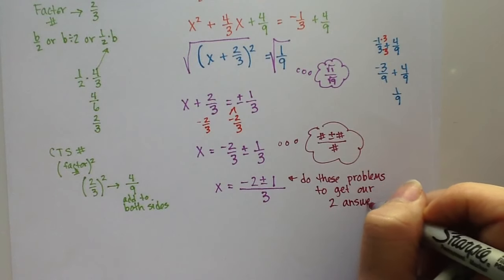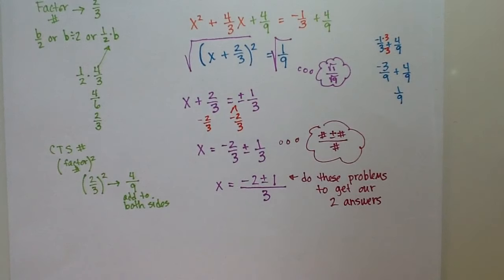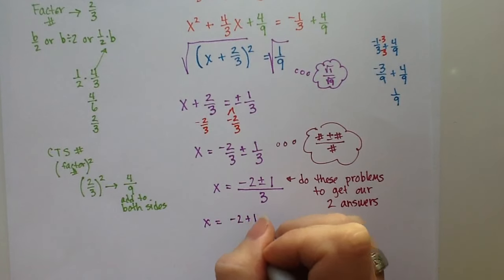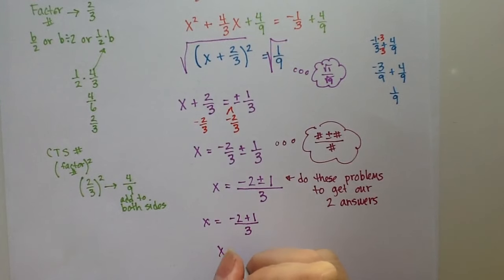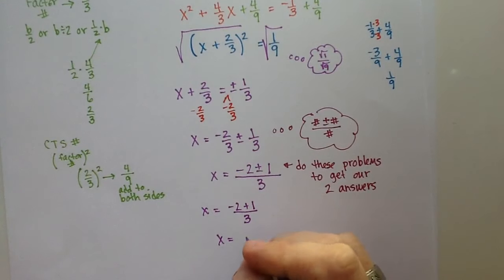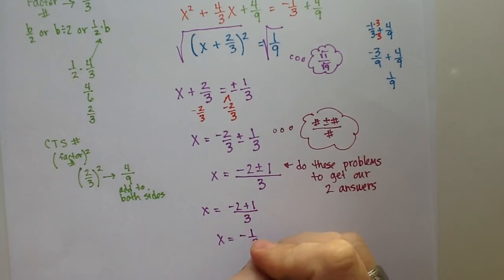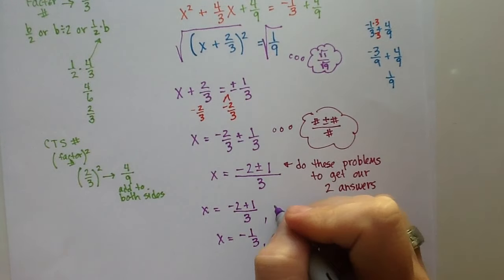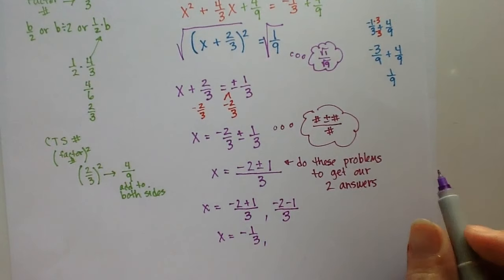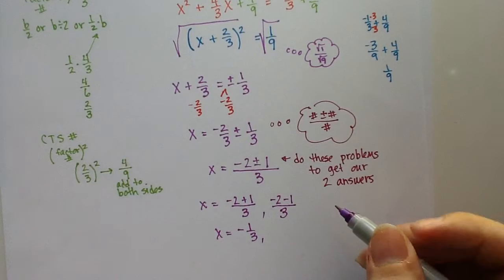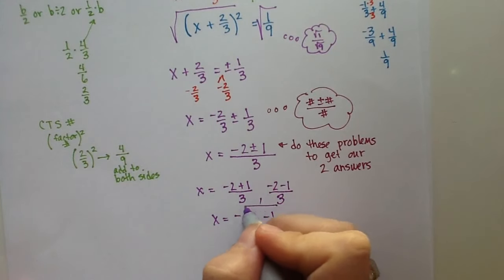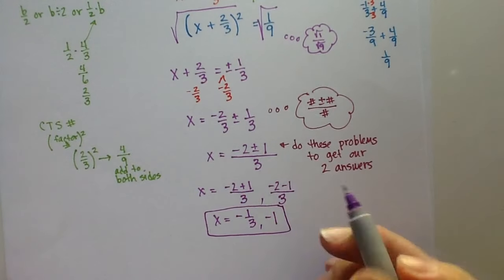So what's that look like? That means we're going to do negative 2 plus 1 divided by 3. Negative 2 plus 1 is negative 1, and negative 1 divided by 3 is negative 1/3. And then negative 2 minus 1 divided by 3. Negative 2 minus 1 is negative 3, divided by 3 is negative 1. So there's our two answers.